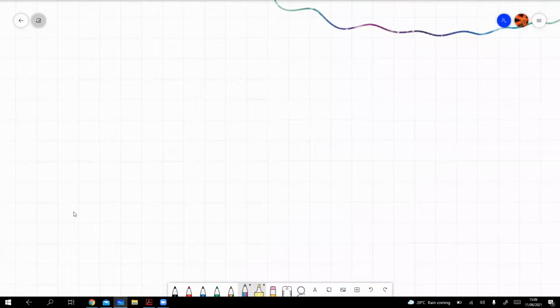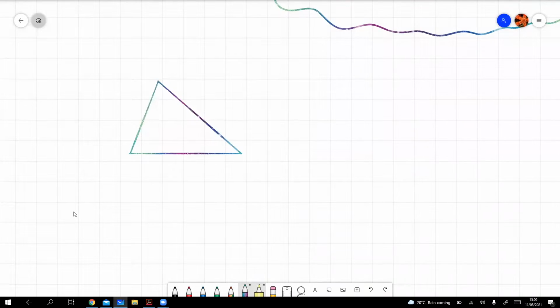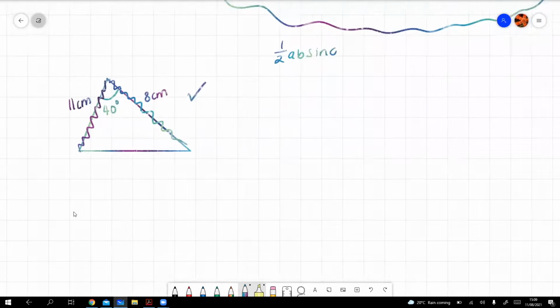I'm just going to draw a few of these out. Okay, so I'm going to draw myself a triangle here. I'm going to label that as, I don't know, let's just say 40 degrees, that as 8 centimeters and that as 11 centimeters. Can I use a half AB sine C on this triangle? Now remember, the two sides have to be sandwiched between the angle, and yes, that side and that side there are sandwiched between the angle, so yes, I will be able to use the sine rule in this triangle.